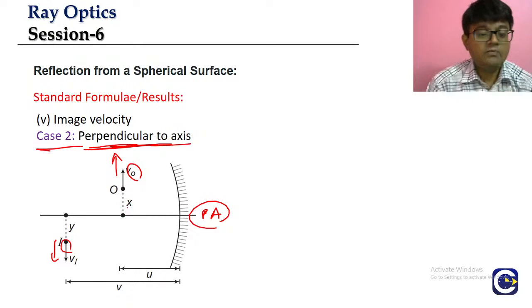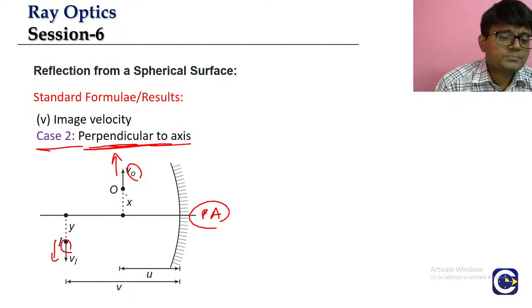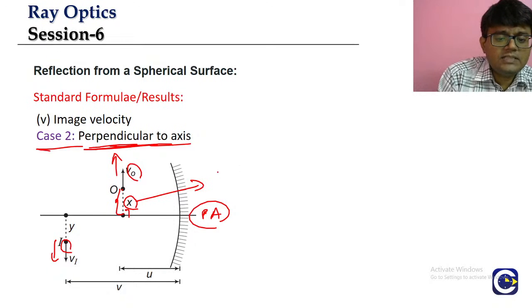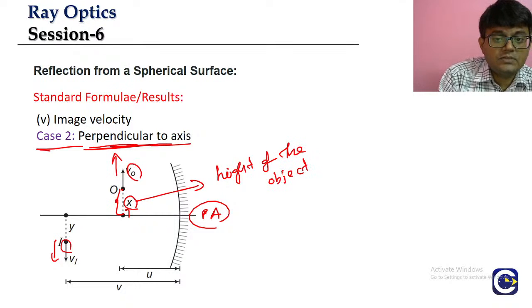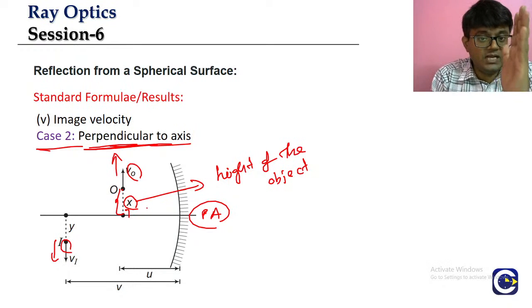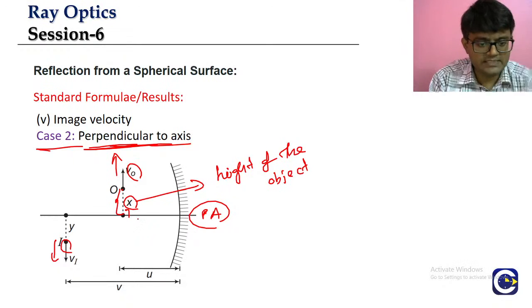Now if you look at it, think about it. If the object is at a distance x from the principal axis, this is like the height of the object, if we consider the object to be a point object. Because how do you measure heights? You measure them along the normal to the principal axis, right?